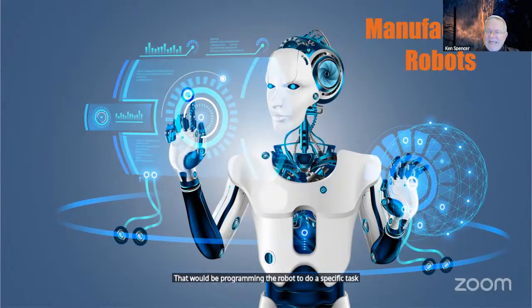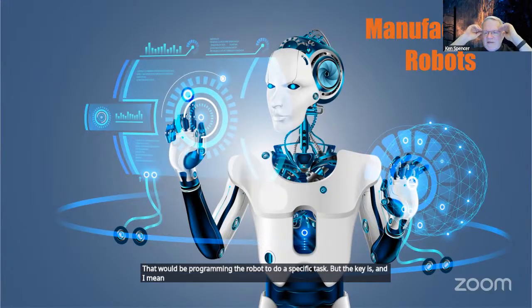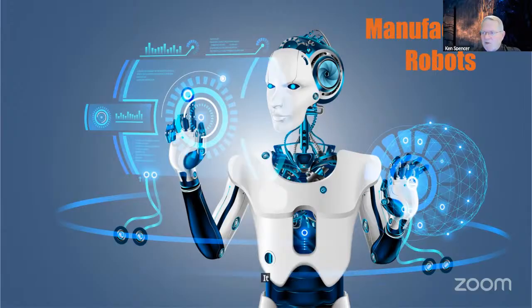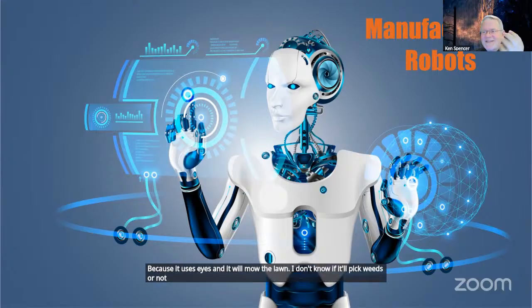But the key is, you've all seen these. The reason the humanoid robot will be, think about this, it will be able to cook your dinner. It'll clean your house. And if you don't have a self-driving car, it will drive your car for you because it uses eyes, and it will mow the lawn. I don't know if it'll pick weeds or not, but it's just an evolving thing. But the big deal is it's going to learn from people or from other robots.